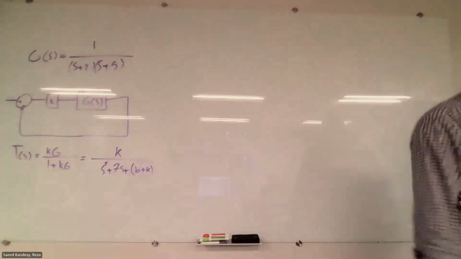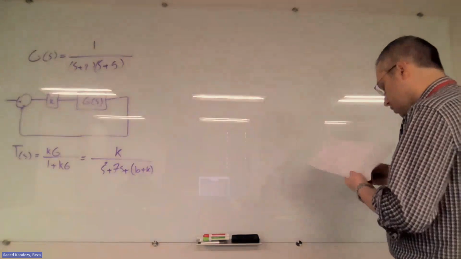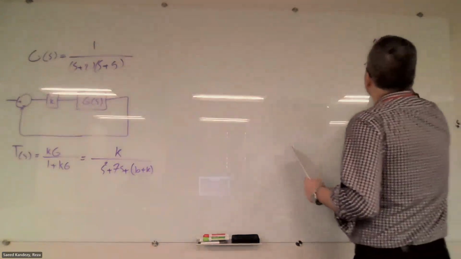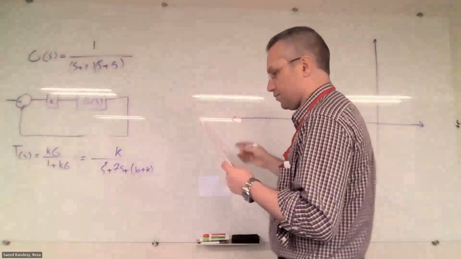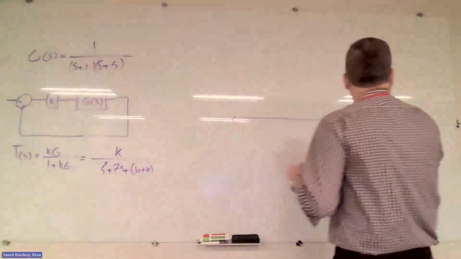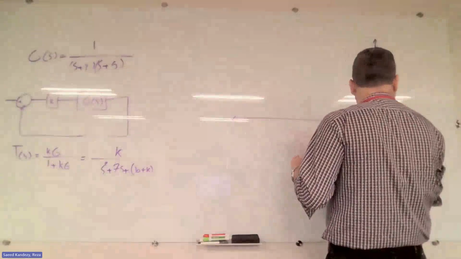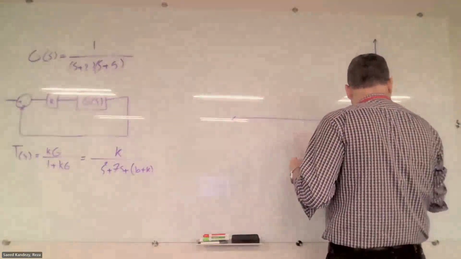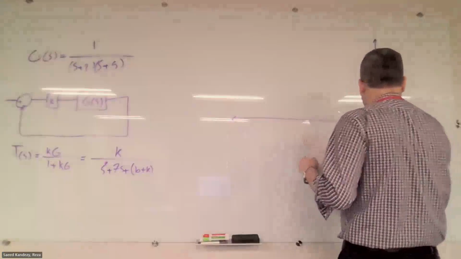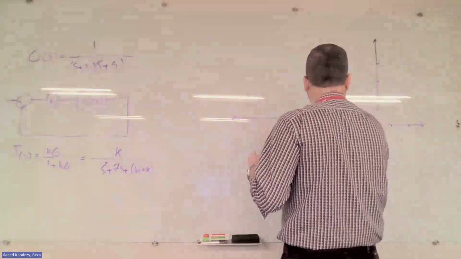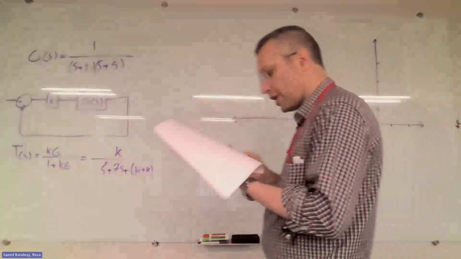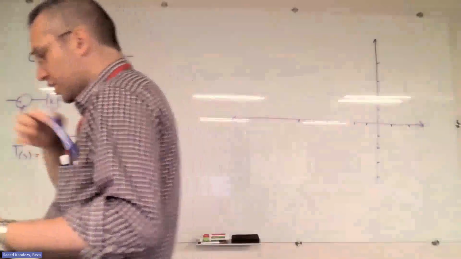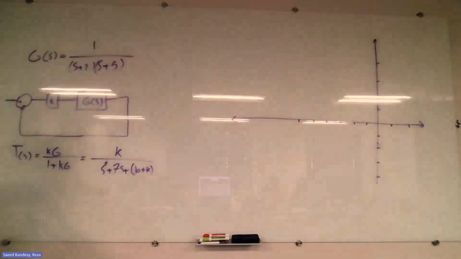Now, we want to sketch the trajectory of our poles. That's enough. So let's run the analysis for sketching the trajectory of the pole based on the Locus.